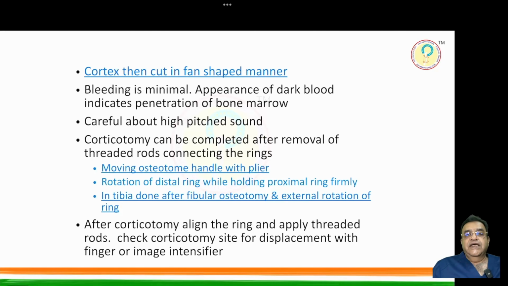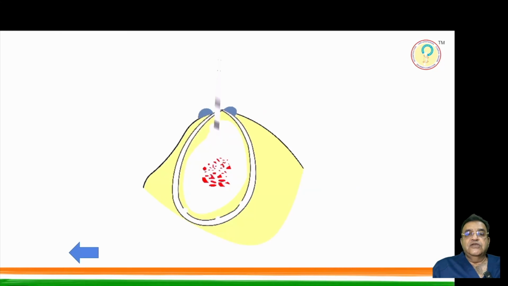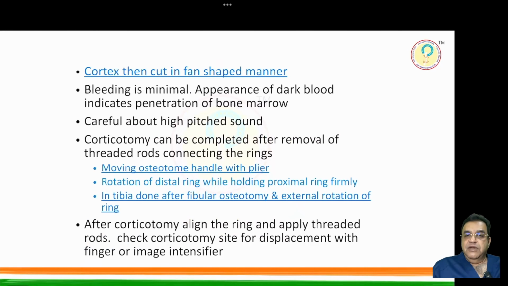Now the cortex is cut in a fan shaped manner. You use your osteotome and cut it in a fan shaped manner, and in this classical technique you try not to damage the endosteum. In this fashion you do it. Bleeding should be minimal. Appearance of dark blood indicates penetration of the bone marrow. You have to be careful about a high pitched sound; high pitched sound indicates that the corticotomy has shattered.